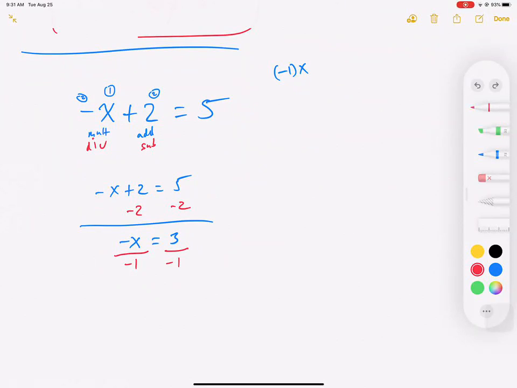What's a negative divided by a negative? A negative divided by a negative is a positive. Do you remember that? So this becomes a positive 1, and positive x is equal to 3 divided by a negative 1, which is negative 3. That brings me to a quick review about your positive and negative signs. This rule works for multiplication and division.